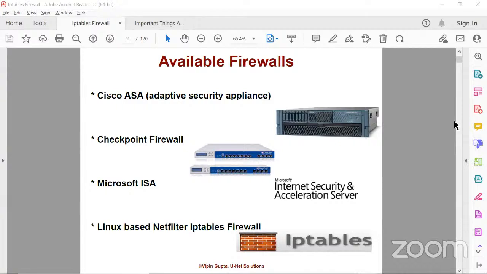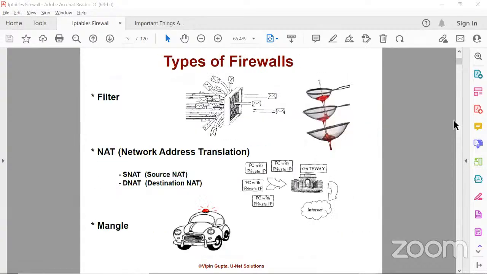Another example of a filter is in our houses, where a filter means not allowing the impurities to go in, that is, filtering the impurities. So when we talk about firewalls, the most important firewall that is used is the filter type of firewall. Then we have the second type of firewall, that is the NAT firewall, network address translation.